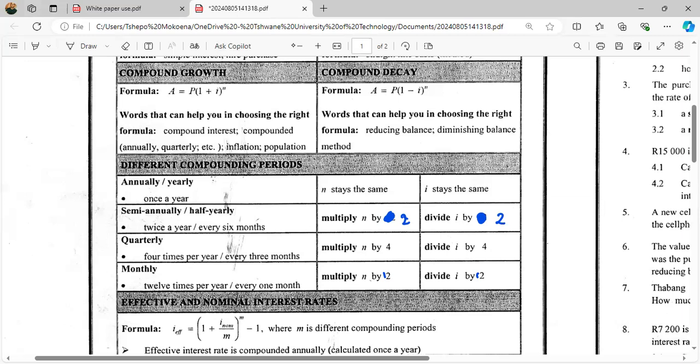I'll re-explain this in much more detail when we perform the calculations, so that everything I'm saying right now will make sense to you.